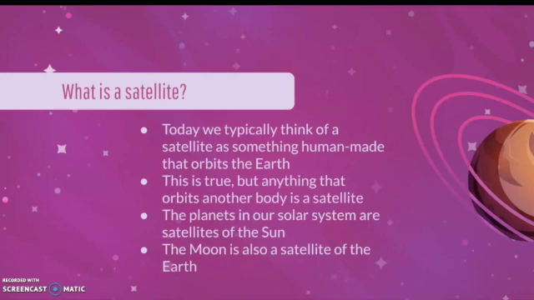Now let's review what a satellite is. Today, we typically think of a satellite as something human-made that orbits the Earth. While this is true, anything that orbits another body is technically referred to as a satellite. The planets in our solar system are all satellites of the Sun, and the Moon is also a satellite of the Earth.